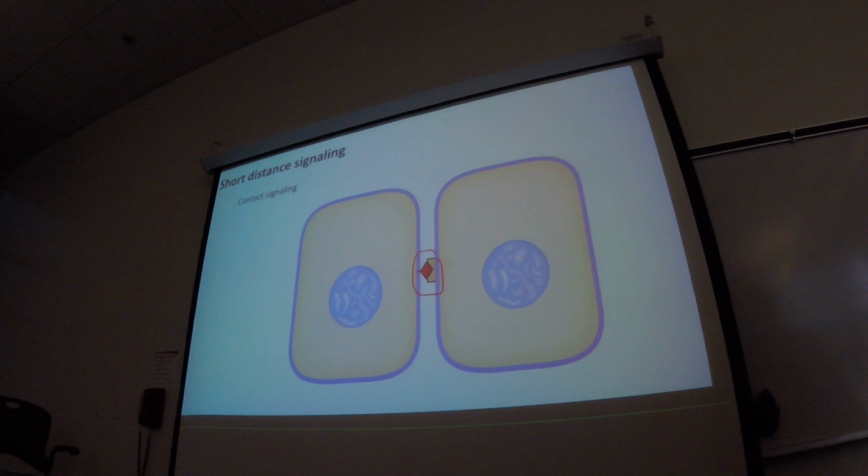Diffusion still works here, though. Why? Because they're close to each other. Let's say these cells are stationary. Diffusion's still happening. How is it still happening? Remember, cell membrane is under the fluid mosaic model. What about the fluid mosaic model? What does it say? No, not quite.